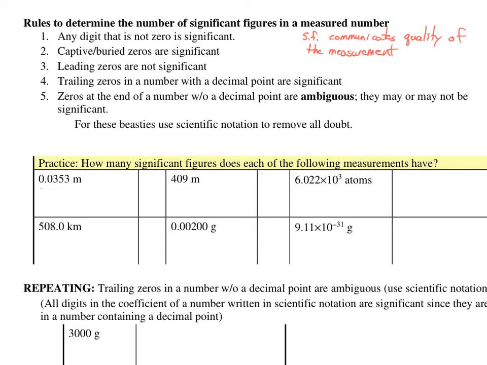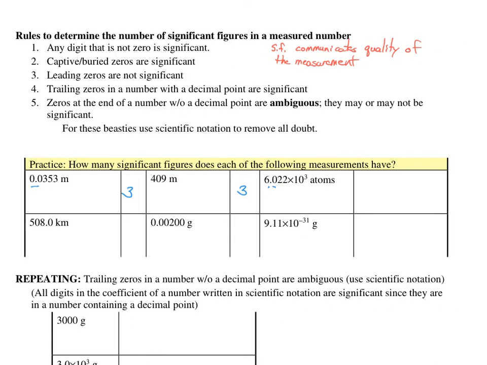And we see here, these are leading zeros. They do not count as significant. And we have the numbers 3, 5, 7. They're all non-zero, so they count as significant. In this case, we have 3 sig figs in that measured number. 409 has a captive zero. That captive zero is going to count as significant. And of course, the 4 and the 9 count as significant. So that number has 3 significant figures. This is Avogadro's number. You'll see it also has a captive zero. That captive zero counts as significant. So this number has 4 significant figures.